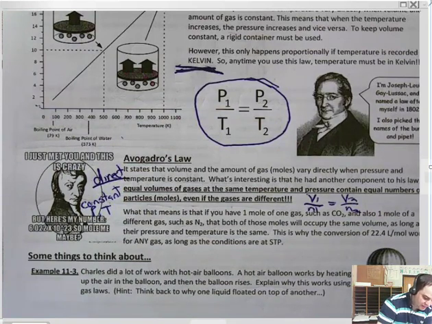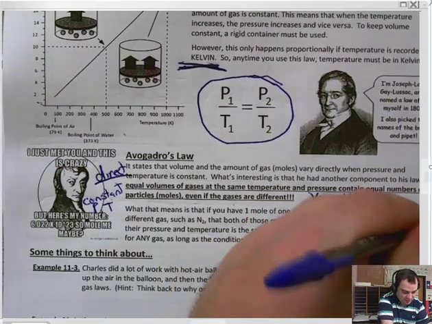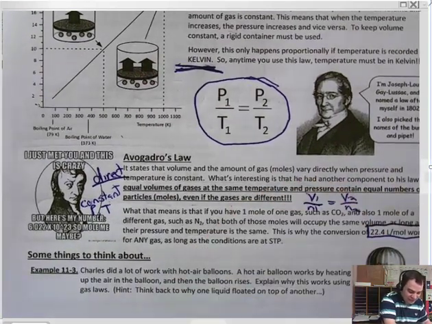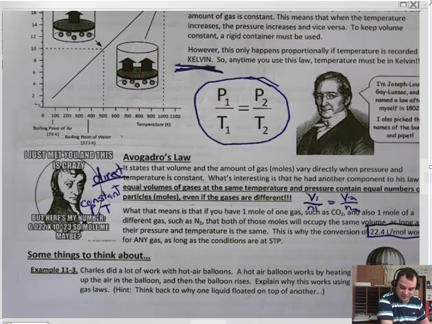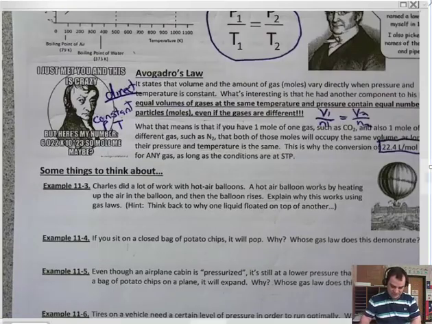He also helped us come up with a great conversion of 22.4 liters per mole. Remember, one mole equals 22.4 liters of ideal gas at STP. I might have time to derive that for you. Okay, here we go. Let's look at some examples to think about here.